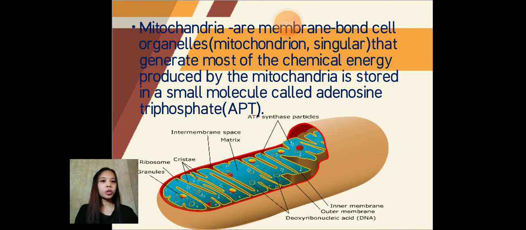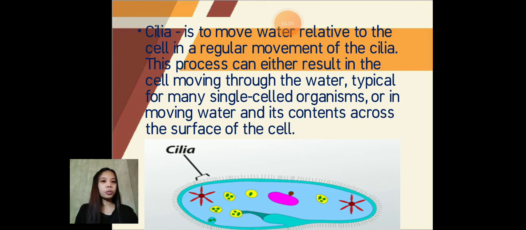And we have mitochondria. Mitochondria are membrane-bound cell organelles (mitochondrion, singular) that generate most of the chemical energy produced by the cell. The energy is stored in a small molecule called adenosine triphosphate, or ATP. And also we have pictures. Next is cilia. The function is to move water relative to the cell in regular movement of the cilia. This process can either result in the cell moving through the water, typical for many single-celled organisms, or in moving water and its contents across the surface of the cell.